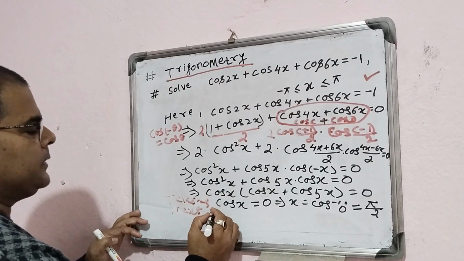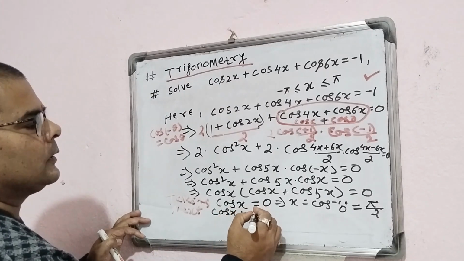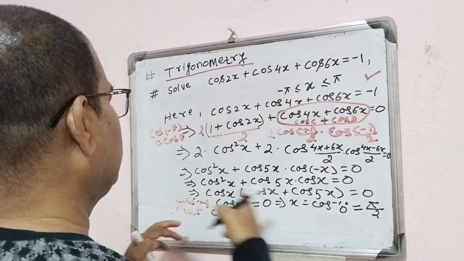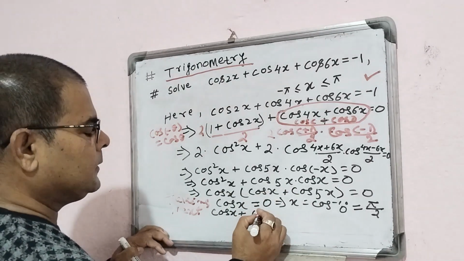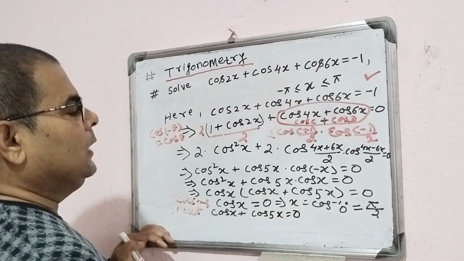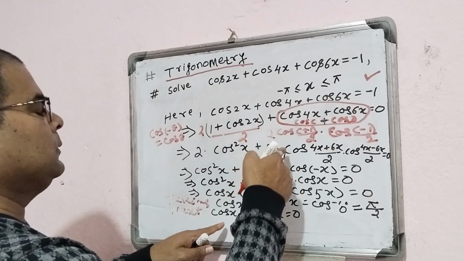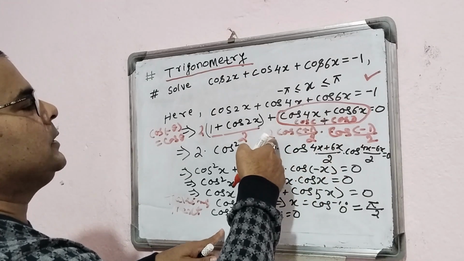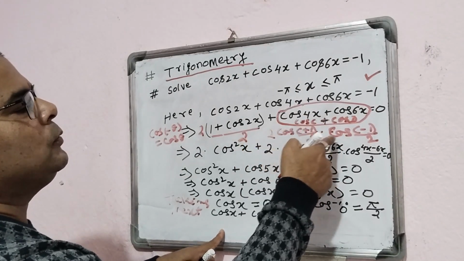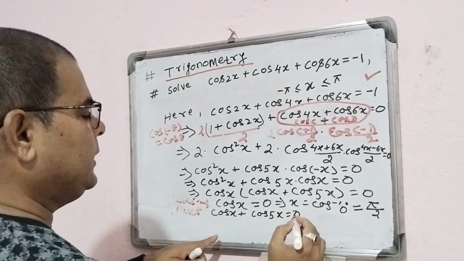So here another factor is cos x plus cos 5x equals to 0 again. In this case you can see again this is in the form of the formula for cos c plus cos d, which is equal to 2 cos (c plus d) by 2 times cos (c minus d) by 2. So here we apply the same.